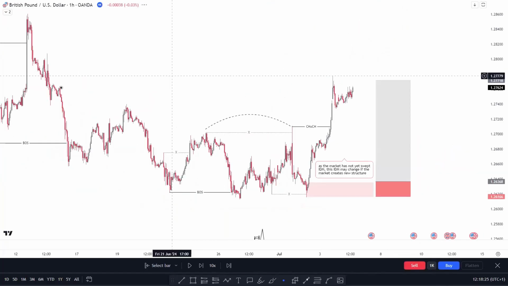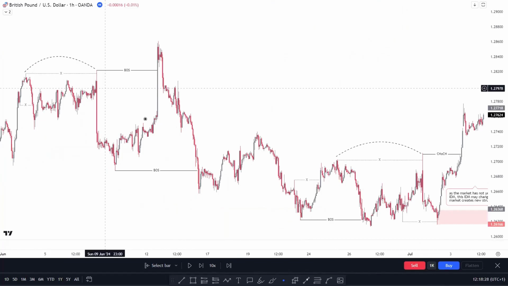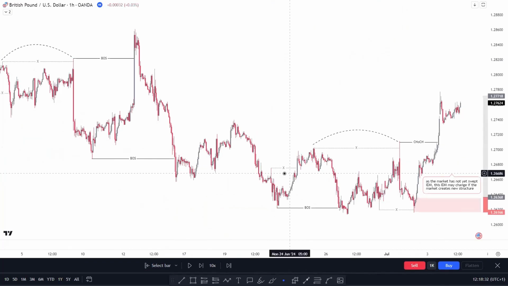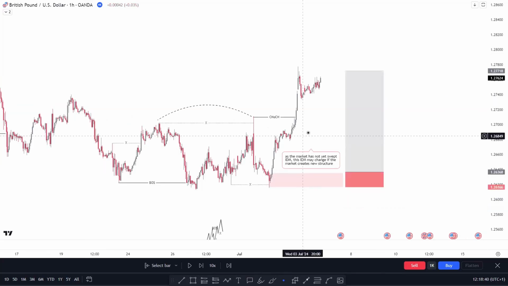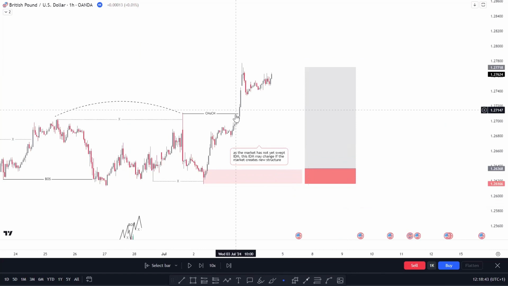First of all, this was the structure here. The market was bearish here, break of structure. The market took inducement here, another break of structure here, and this one here is our change of character. So the market switched from bearish to bullish, and in this setup the market has changed character here, and now we have to identify our inducement, which is down below here.